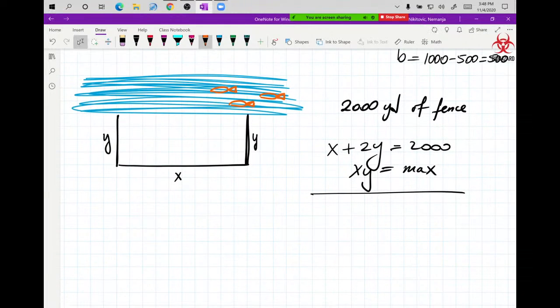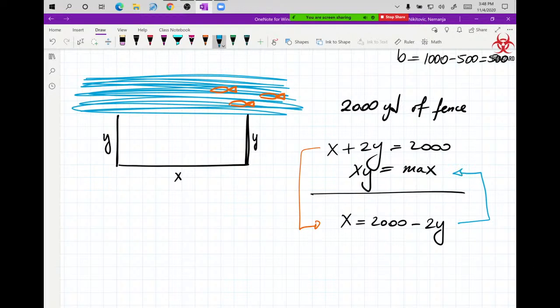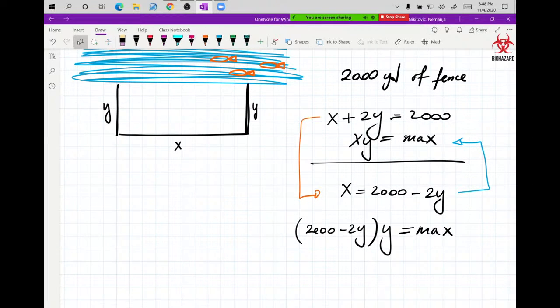So now, once you have the two equations, the rest, guys, is just always the same. x equals 2,000 minus 2y. Then we stuff that in here. So now that's 2,000 minus 2y times y equals max. Multiply through.